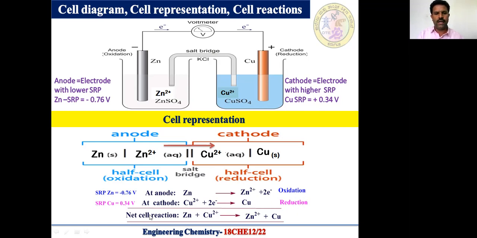So the net cell reaction: zinc reacts with Cu2 plus ions, the zinc is converted into zinc 2 plus, and simultaneously the copper 2 plus ion is converted into neutral copper. So overall redox reaction takes place. Oxidation reaction occurs at anode, reduction reaction at cathode. So this is about the cell reactions.